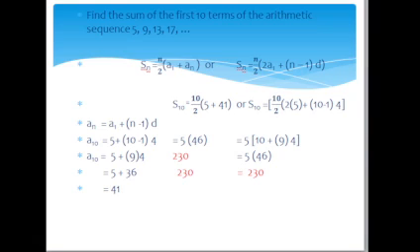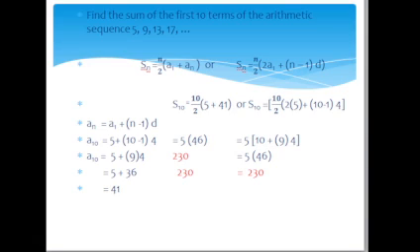If we use the alternative formula, we have S sub 10 equals 10 divided by 2 times 2 times the first term, which is 5, plus 10 minus 1 times 4. So we have 10 divided by 2 is 5, 2 times 5 is 10, and 10 minus 1 is 9, times 4 is 36. 36 plus 10 is 46. So 5 times 46 is 230. So we now have the sum of the first 10 terms of the arithmetic sequence, which is 230.